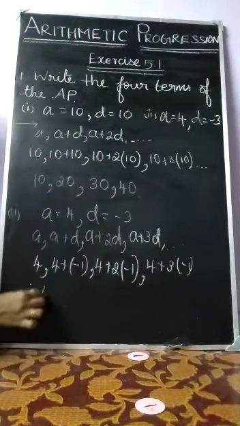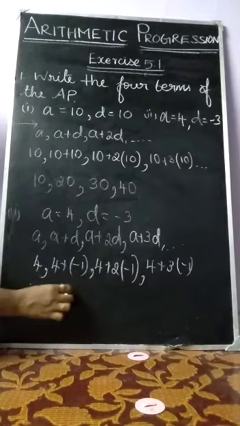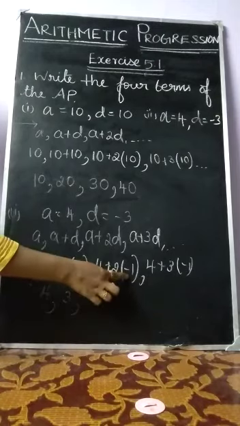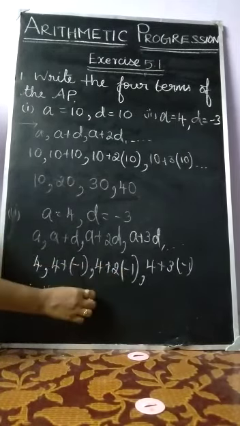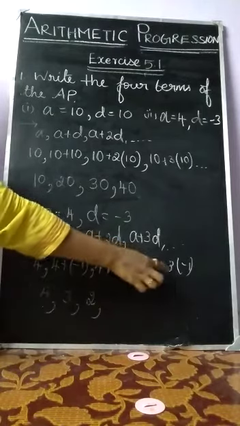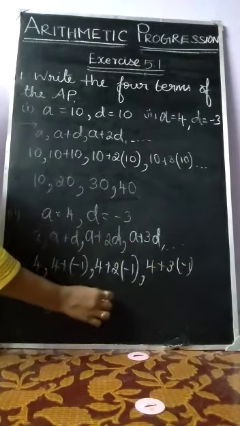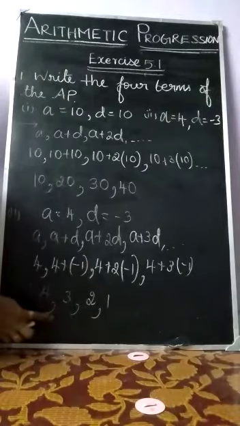Okay. 4 comma 4 minus 1 3. 2 into minus 1 minus 2. So 4 minus 2 2. 3 into minus 1 minus 3. 4 minus 3 1. These are the first four terms of an AP.